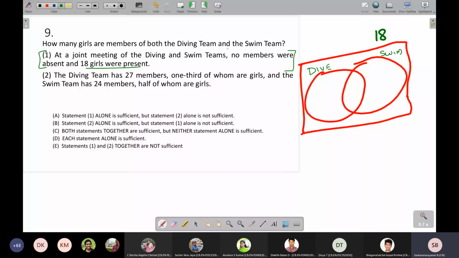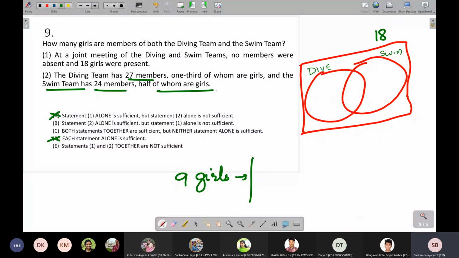Now let us focus on statement 2 alone. The diving team has 27 members. One third of them were girls, which means there were 9 girls who were part of the diving team. And it is given the swimming team has 24 members, half of them were girls, which means 12 girls belong to the swimming team. Half of 24 is 12. So 12 girls were swimmers in total.